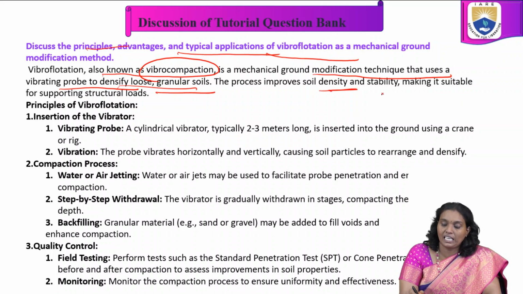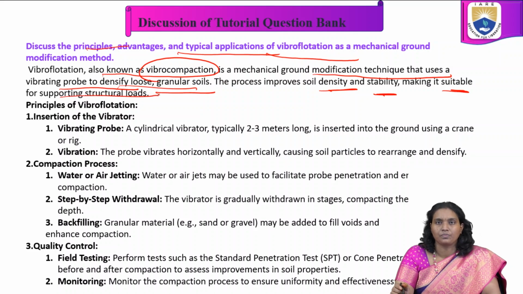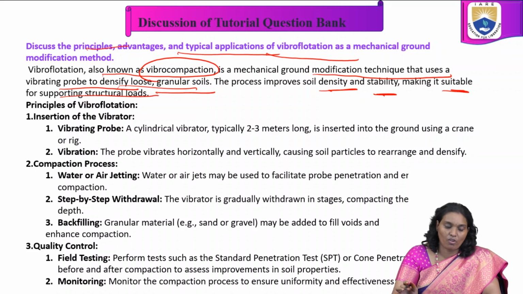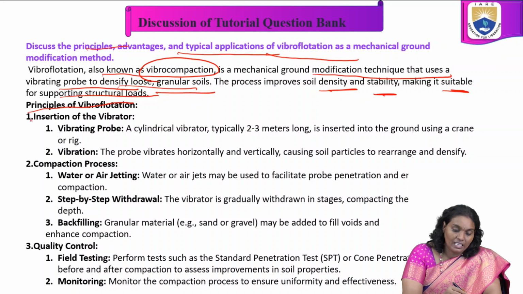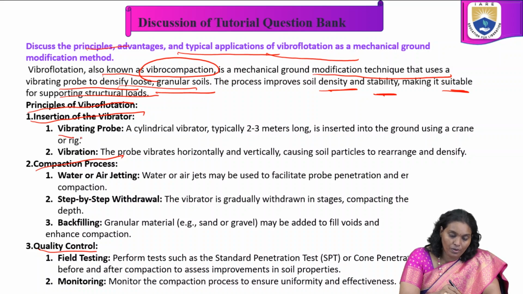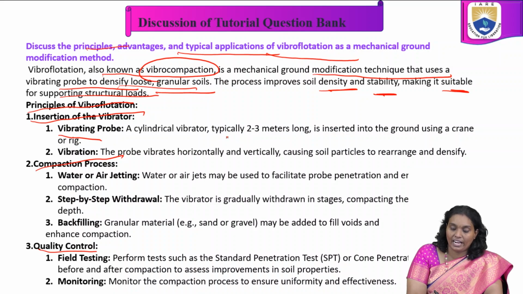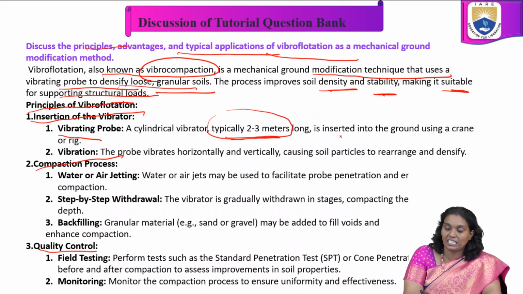It improves density and stability, making it suitable for supporting structural loads. What are the principles involved in this vibrocompaction? Insertion of the vibrator, compaction process, quality control. These are the processes. So, vibrating probe, a cylindrical vibrator. What is the process involved in this? We are writing typically 2 to 3 meters long, we have to mention. It is inserted into the ground using a crane.